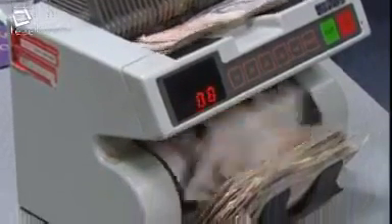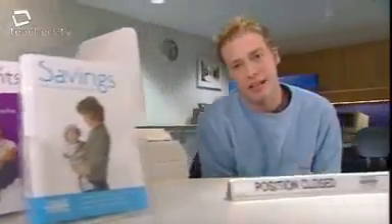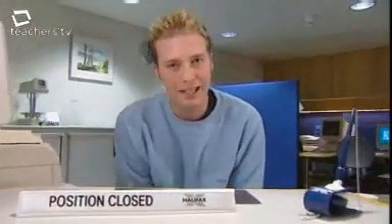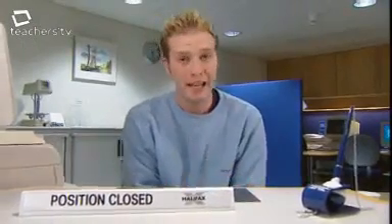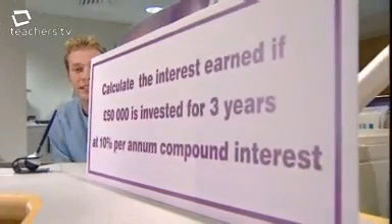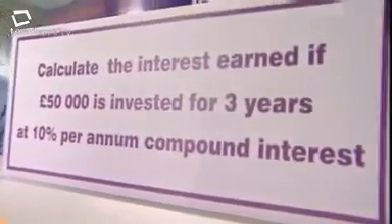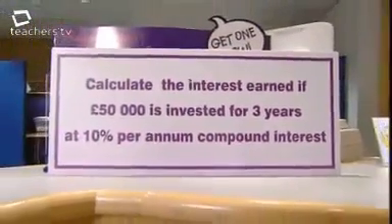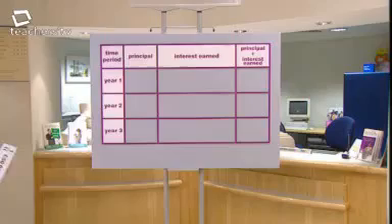You might get asked a question like this in maths, but in reality, banks don't work this way. They use compound interest. Compound interest gives you more, but it's also more complicated to work out. You need to work it out year by year. So to calculate the interest earned if £50,000 is invested for 3 years at 10% per annum compound interest, well, in true maths for real style, it helps to use a table.